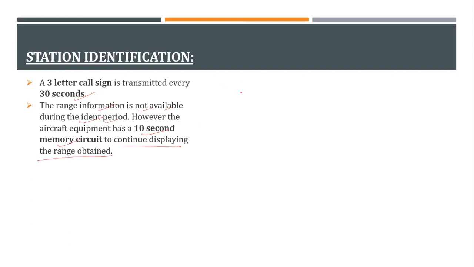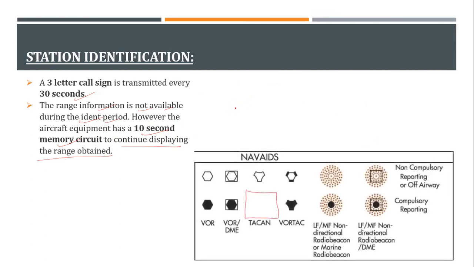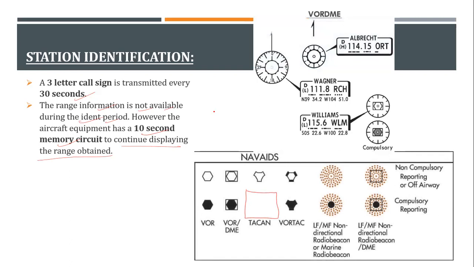Okay. What is ident? Ident is the identification. Whenever the DME is doing an identification, the transmission goes off, the range information goes off. But because the aircraft has a 10-second memory period, it has a device inside it, it must be having a memory. That memory is used for 10 seconds. So it will save that information and keep it as the range.